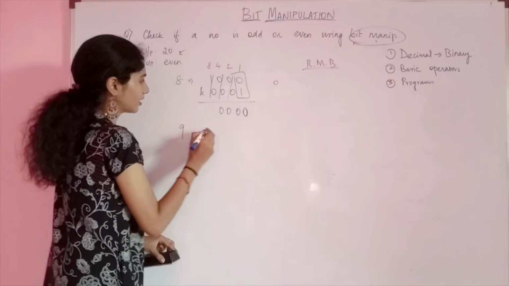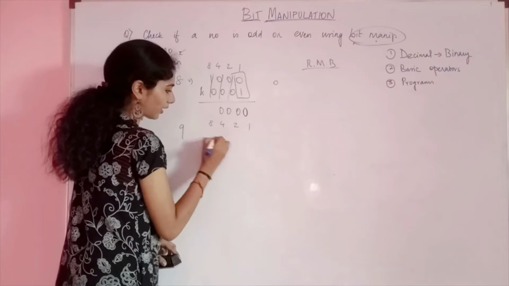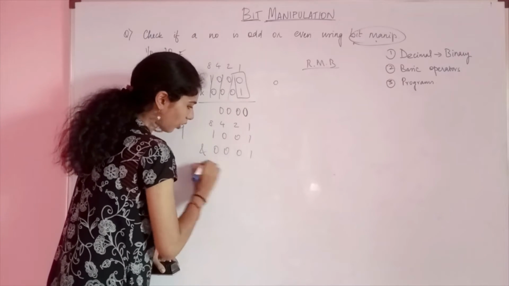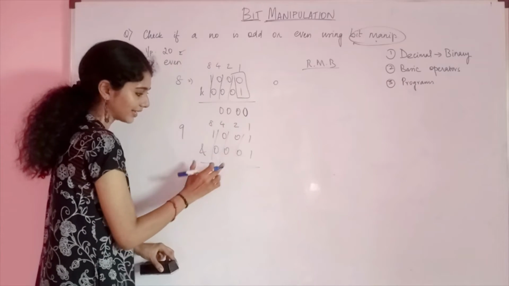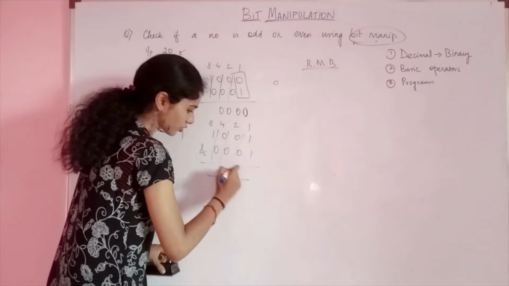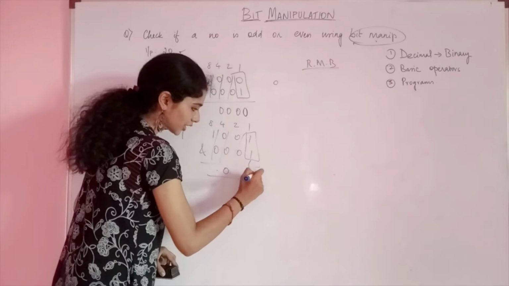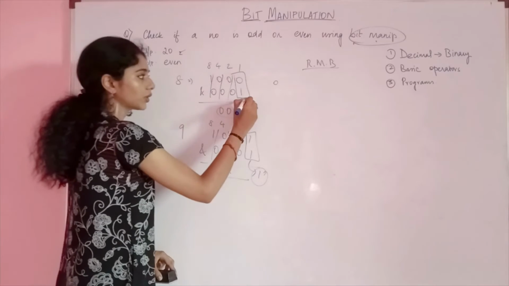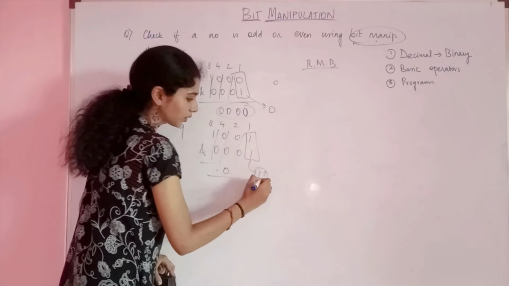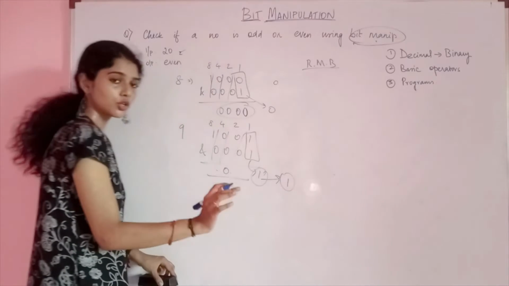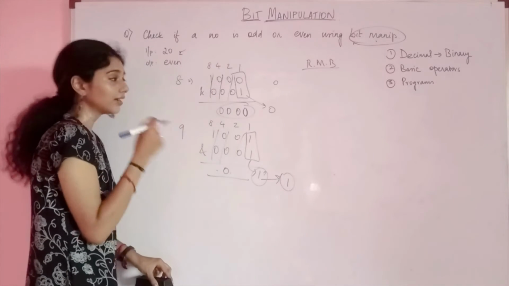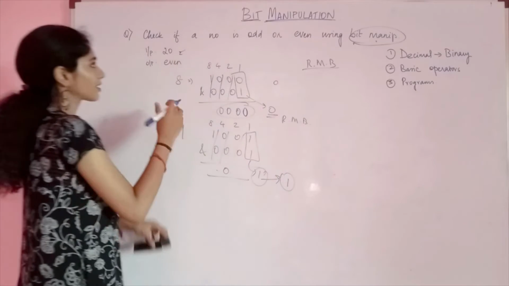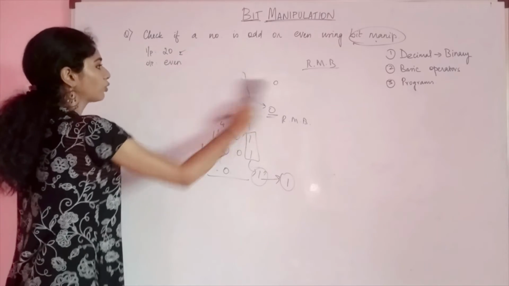Suppose I consider 9, then what happened? 8, 4, 2 and 1: 8 plus 1, 9. I ANDed with 1, so all of these other bits are not considered. Anything ANDed with 0 is going to be false, obviously. This is going to be 0. So 1 with 1 shall be 1. So I am getting only my rightmost bit. 0 with 1, I get 0. 1 with 1, I get that the rightmost bit is 1. So anything AND with 1 is going to give me what? My rightmost bit.